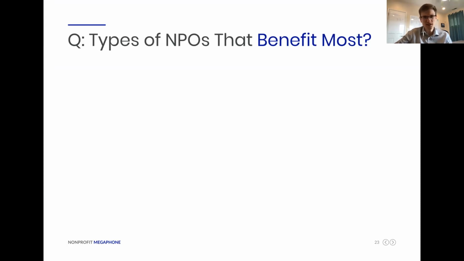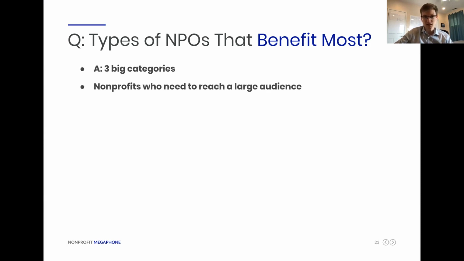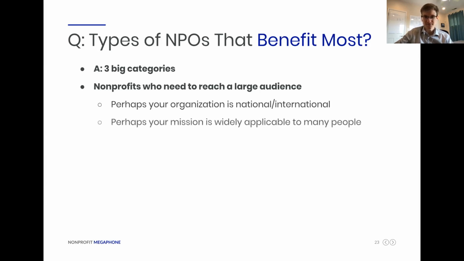So what types of nonprofits benefit the most? We'd think of 3 big categories, although there are always exceptions, and we have plenty of examples of people outside these categories that still do really well. The 3 categories are: 1, any nonprofit that needs to reach a large audience. The Google grant is going to be fantastic because the ad spend is paid for by Google. If there's a large audience, a lot of people are going to be searching, and it's just going to be an incredible way to reach them. If you serve a large geographic area, that often works really well. If you have a mission that a lot of people are concerned with and care about, that works really well also.